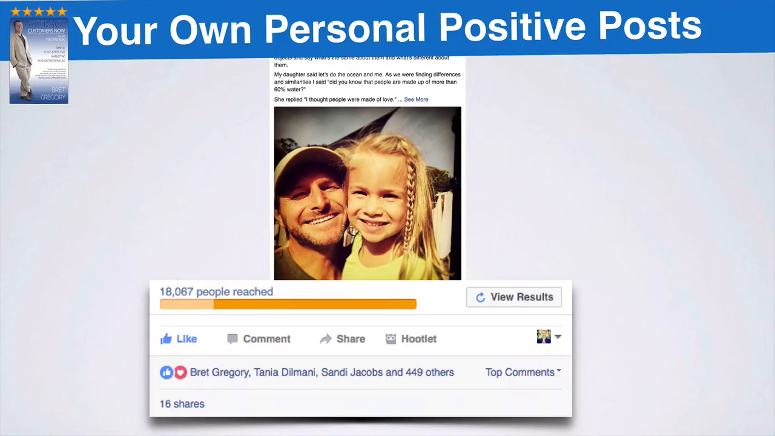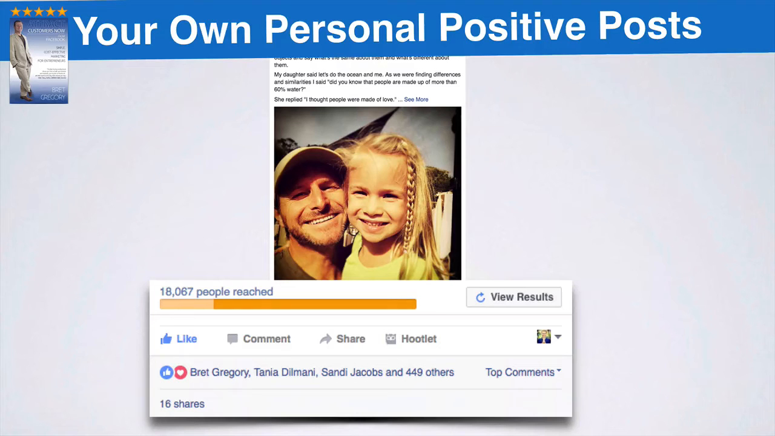And I did not do this post to try and get Facebook likes. That's not why I did it. I do these posts because I want to spread love. I want to spread joy. I want to encourage people. I want to help people be positive, do great things in the world, feel great about themselves and have great family values. That's why I did the post. But it turned out it also did great.